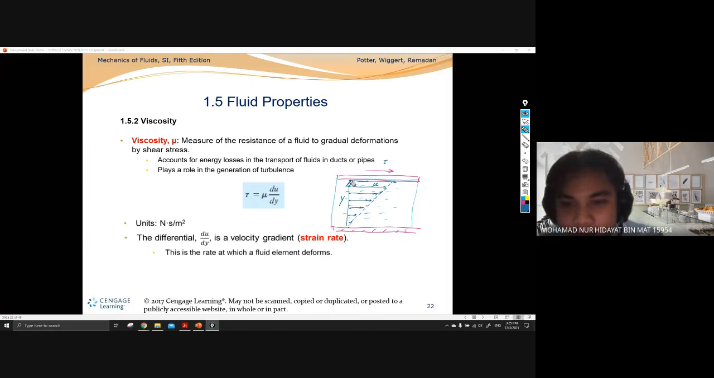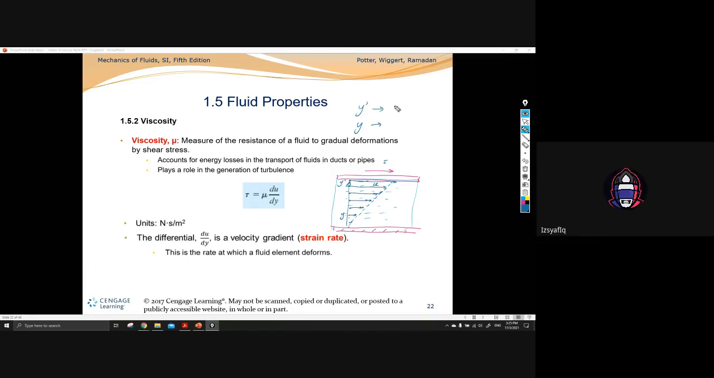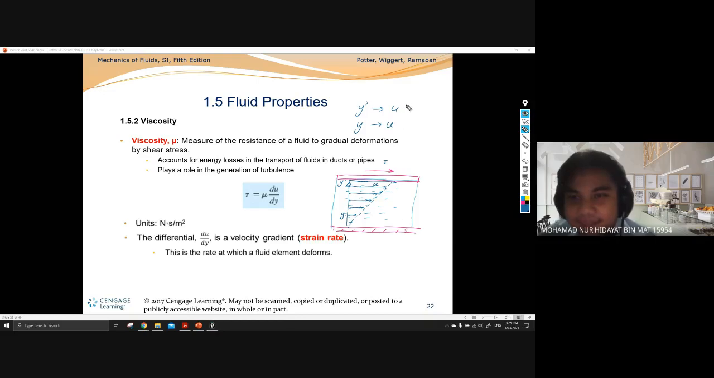What do you think of the y? For example, this is y, and this is y prime. At y prime, what do you think of the velocity? Is it higher or lower, decrease or increase, the same? When you compare to this one, for example, this is y. At this elevation, what will be the velocity, the u? The velocity at y prime is bigger than at y. Yes, correct. The more the value of y, the velocity will increase.